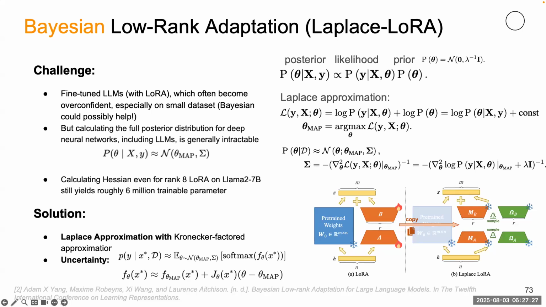So that's the reason why people think, oh, maybe I can use Bayesian methods to solve that small data set problem, while also giving me some uncertainty estimation. But in Bayesian ways, if you want to calculate the full posterior distribution for deep neural networks, including large language models, it could be very challenging. It's intractable. So in order to do that, they usually have these different steps.